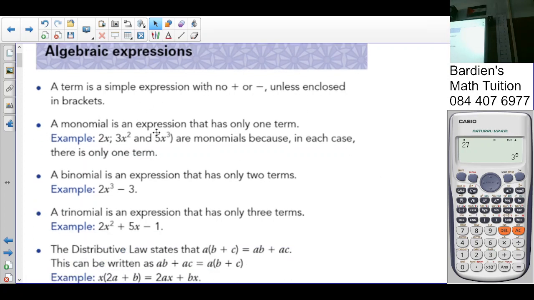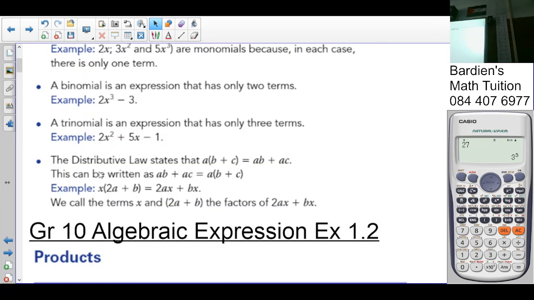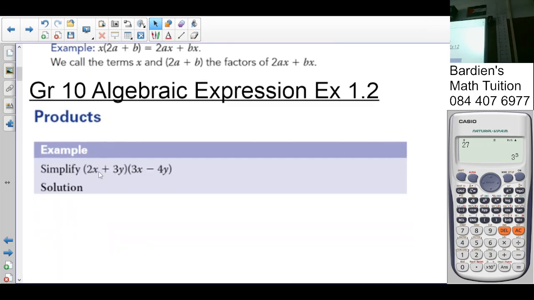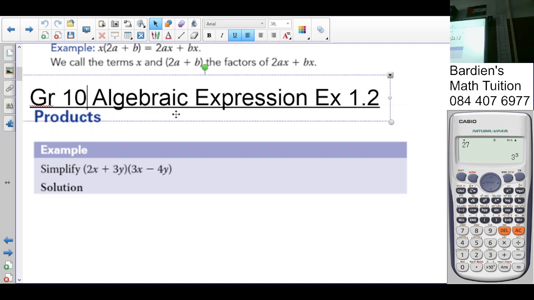We look at algebraic expressions. We spoke about terms. When is a term a monomial, a binomial, a trinomial? We spoke about the distributive law and so on. So we're looking at the grade 10 algebraic expressions. Here are the examples for exercise 1.2.